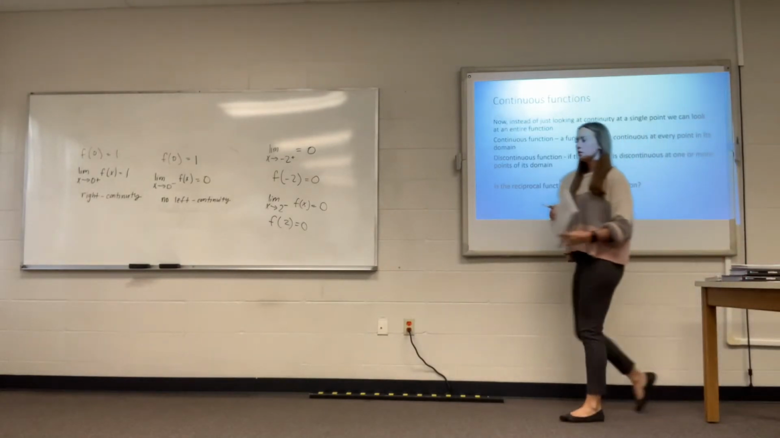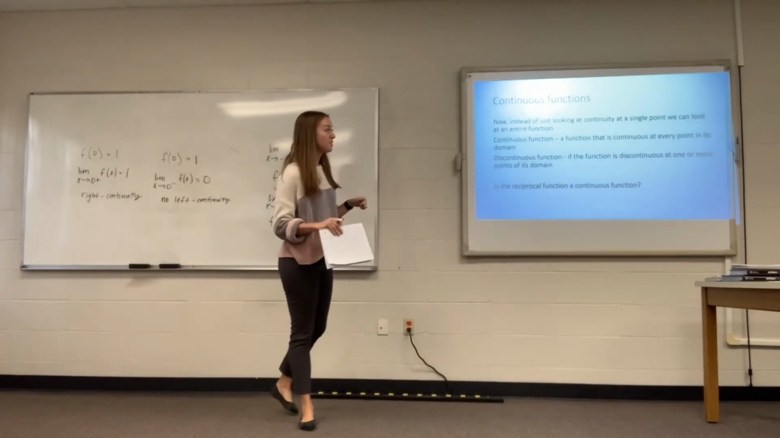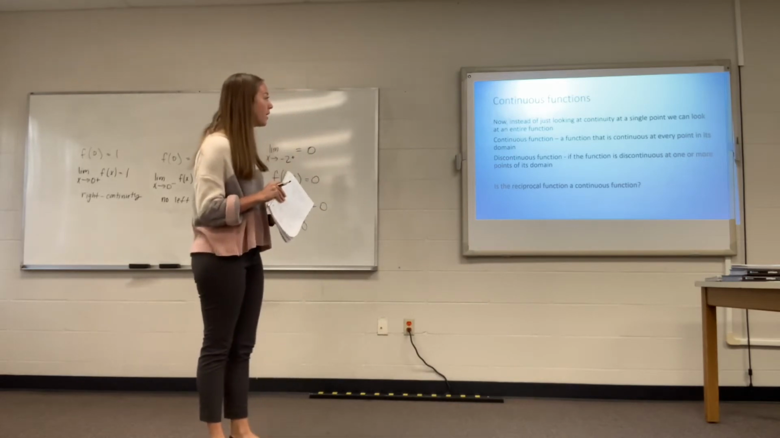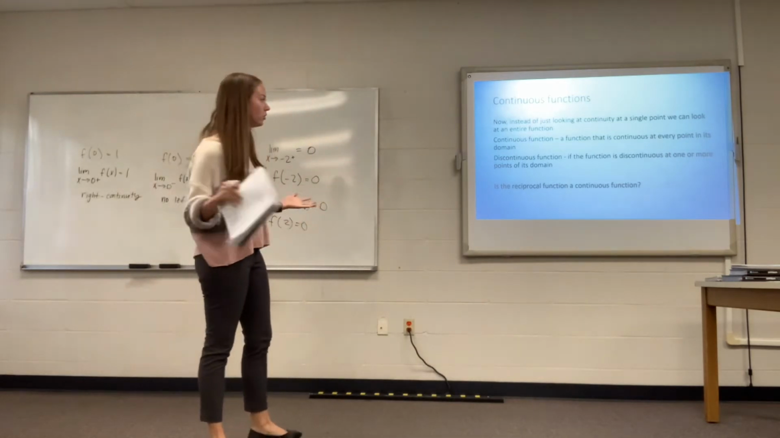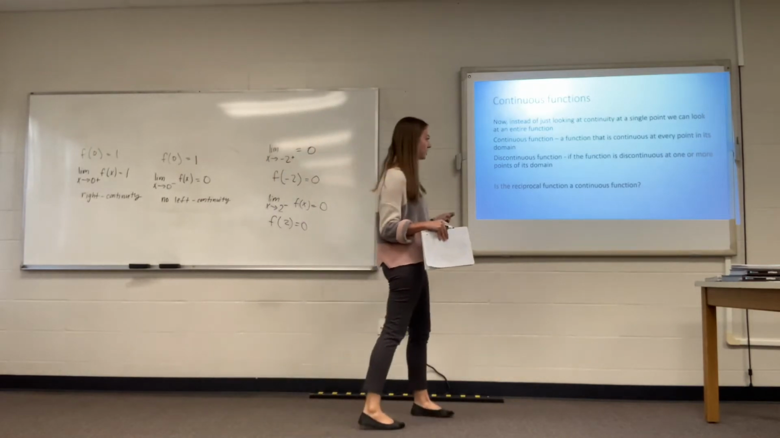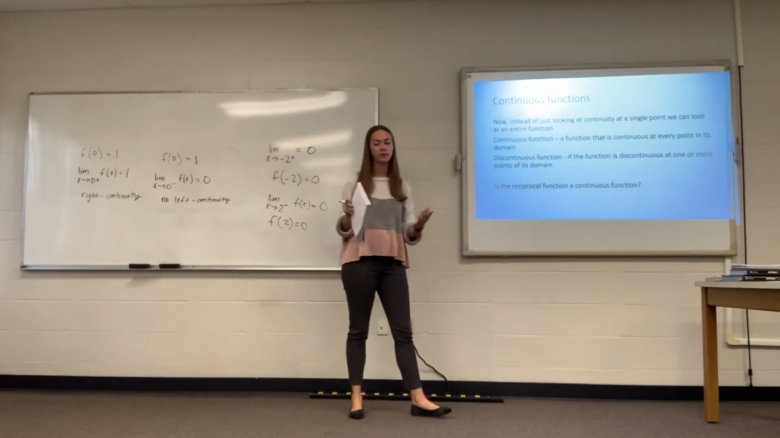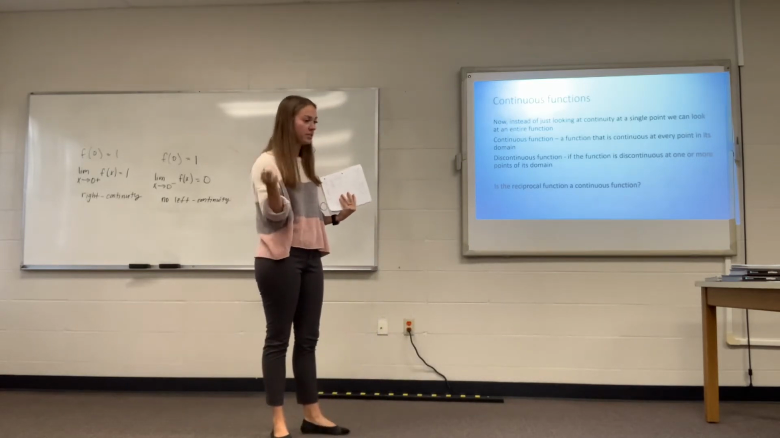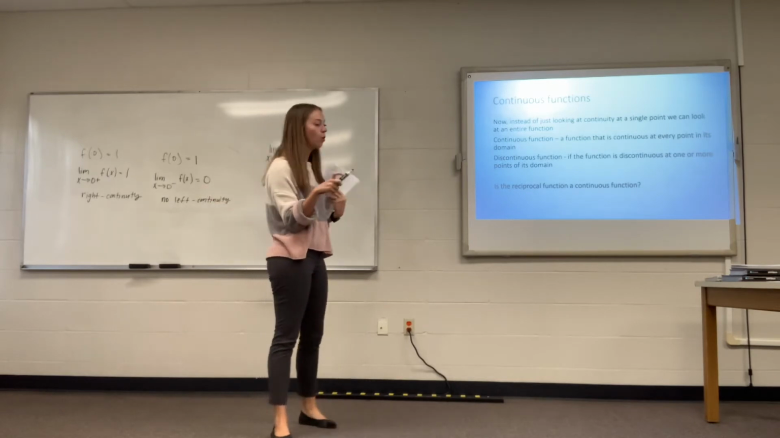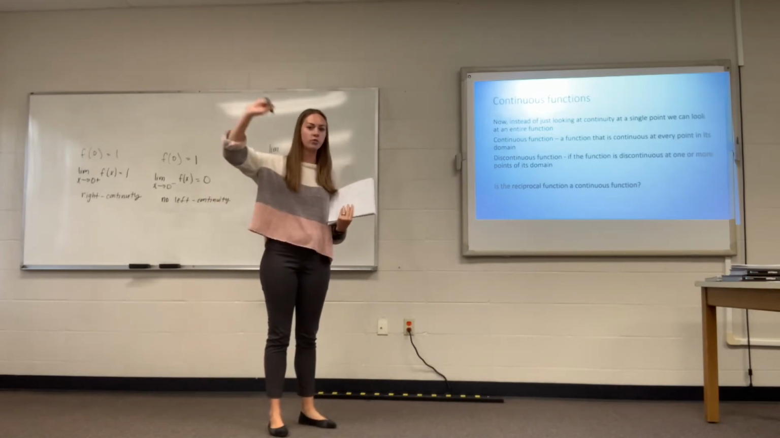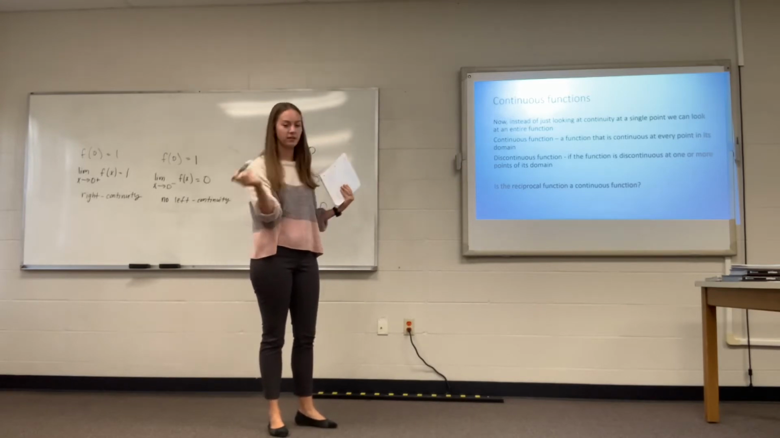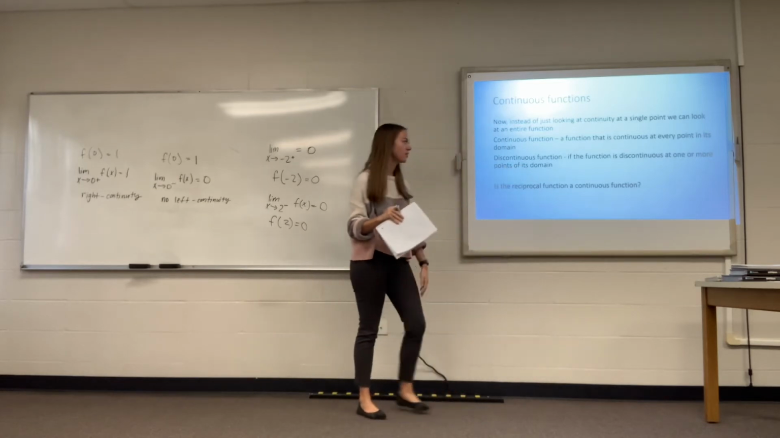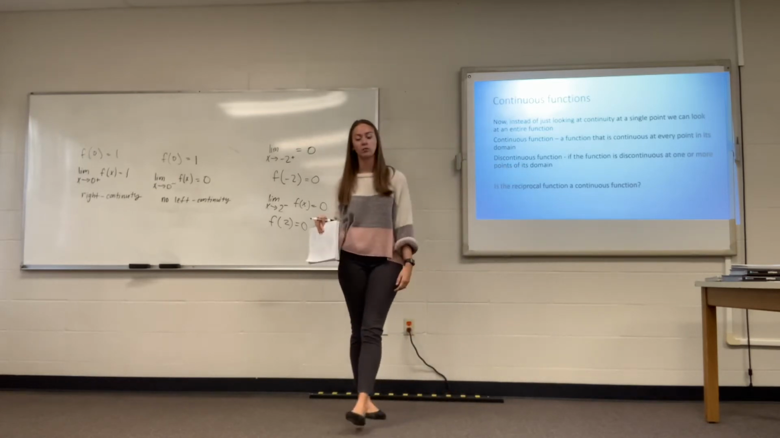Okay, so up until now, we've been talking about looking at specific points on graphs and figuring out if it was continuous at that point or not. But now we're going to look at a whole function in general. A continuous function is a function that's continuous at every point in its domain. So we would have to look at every single point, make sure every single point is continuous, and that would be a continuous function. Or if you can just draw it all in one motion without picking up your pen or pencil, then it's going to be continuous, okay? Discontinuous would obviously just be if there's a discontinuity at one or more points in the domain, okay?